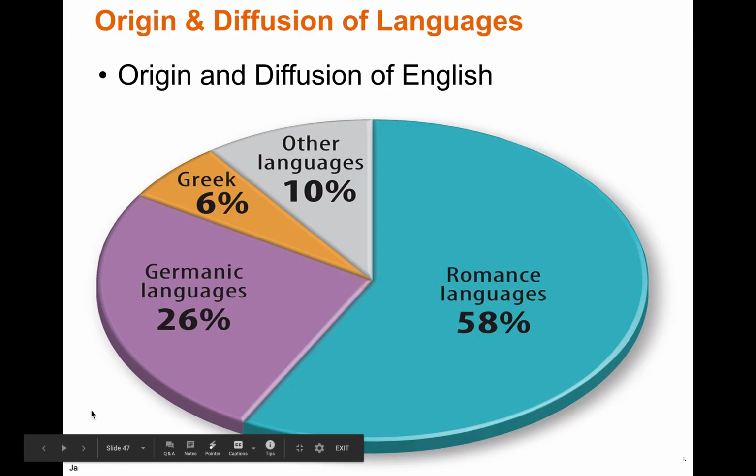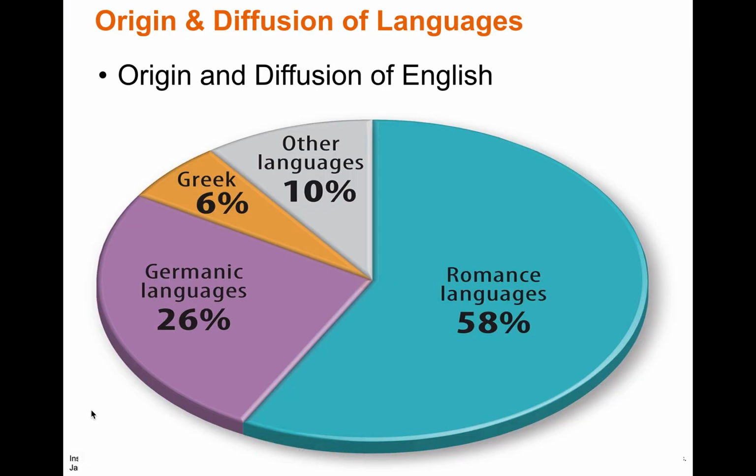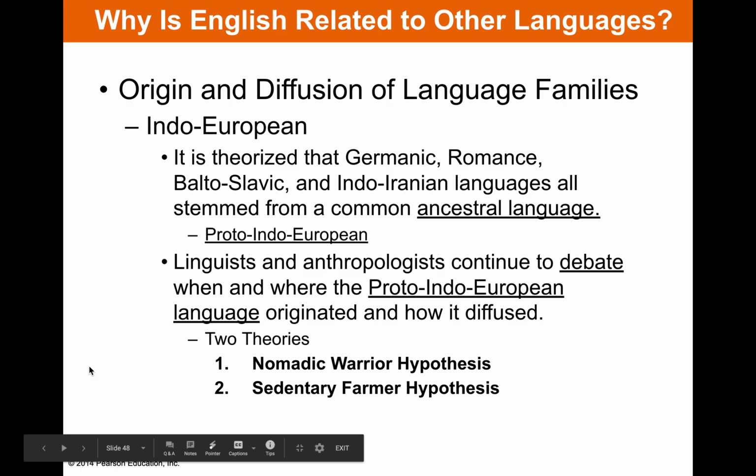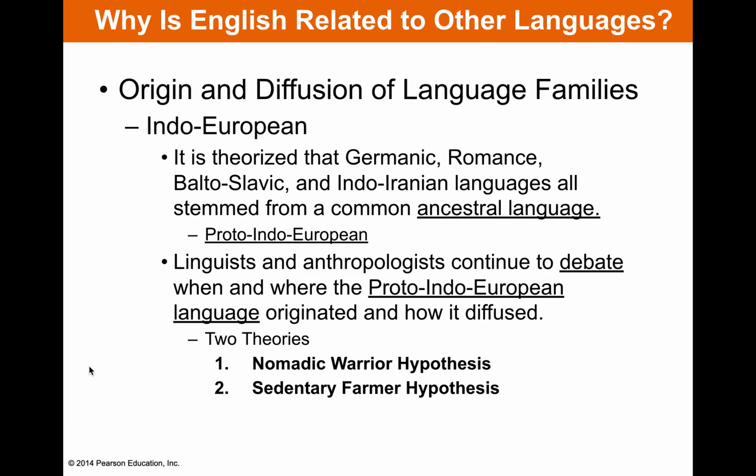Here's a graph that shows you how much of the English language is rooted in Latin. There's a quarter of our words that were contributed by the Germanic groups of Anglo-Saxons and Jutes. The Indo-European branches are Germanic, Romance, Balto-Slavic, and Indo-Iranian. Their ancestral language is the Proto-Indo-European language family.